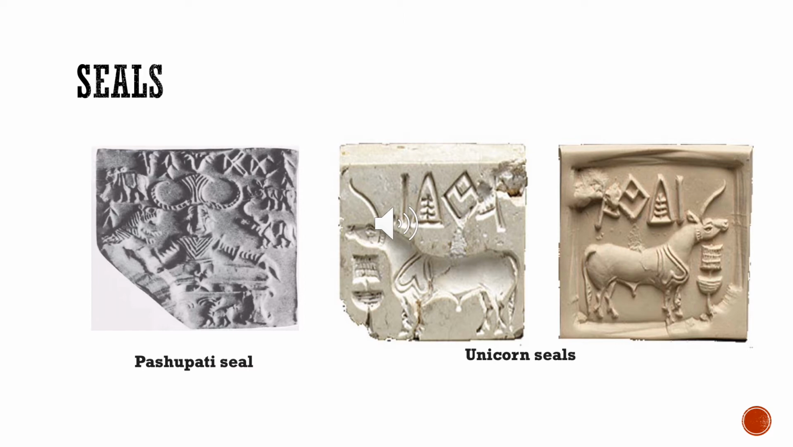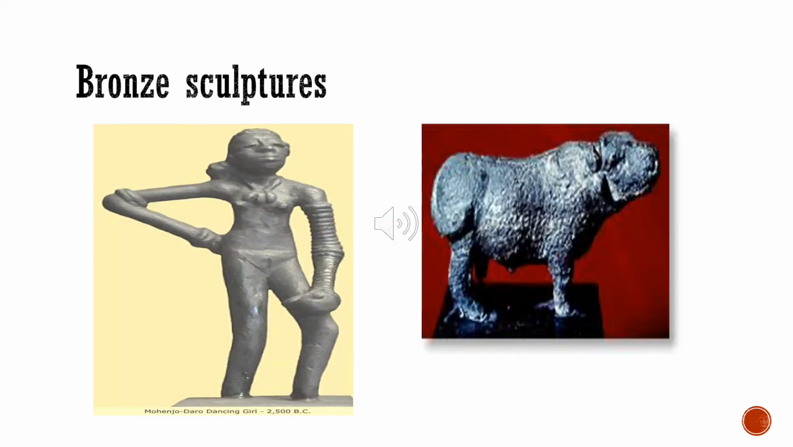These are different forms of art work practiced by the Indus people, and the seals were used for trade or commercial purposes. Apart from the terracotta sculptures and seals, the Indus people have mesmerized the world with the technology they discovered. That is the bronze sculptures, the bronze sculpting techniques they evolved during their period were amazing.